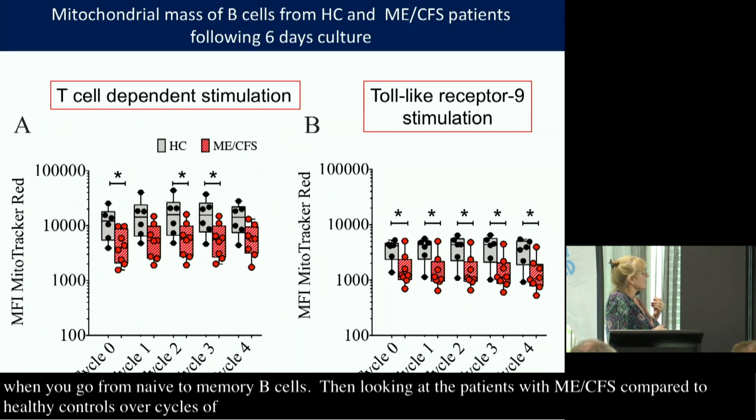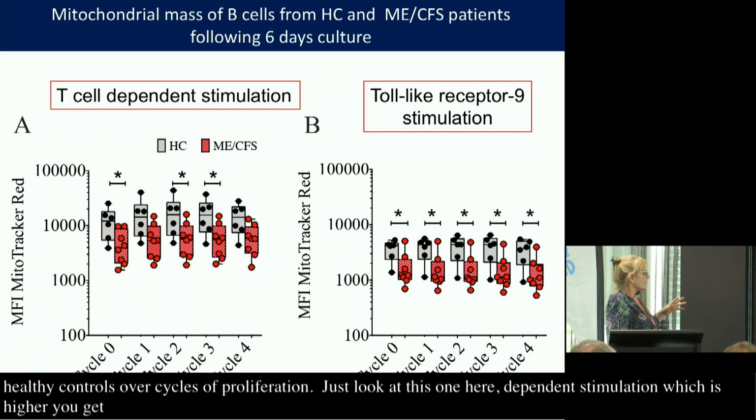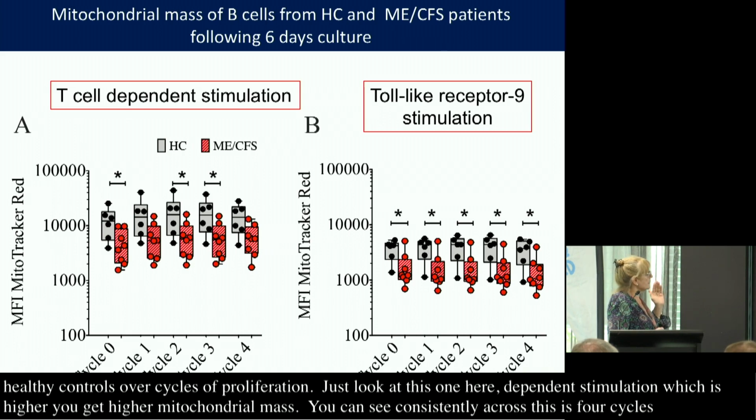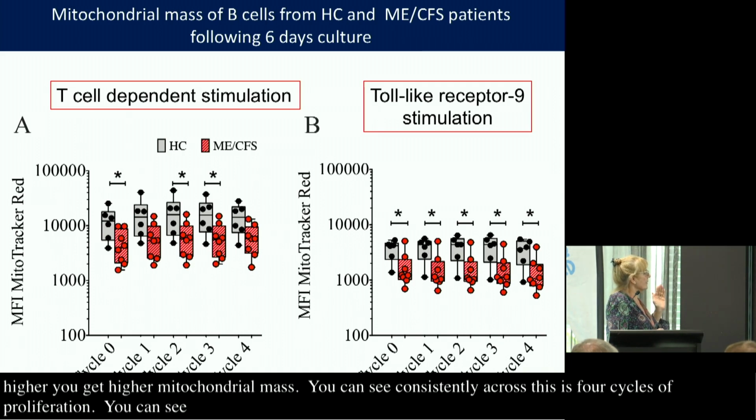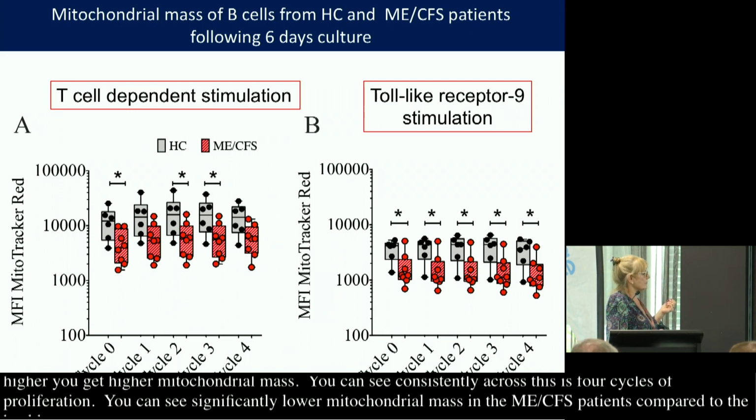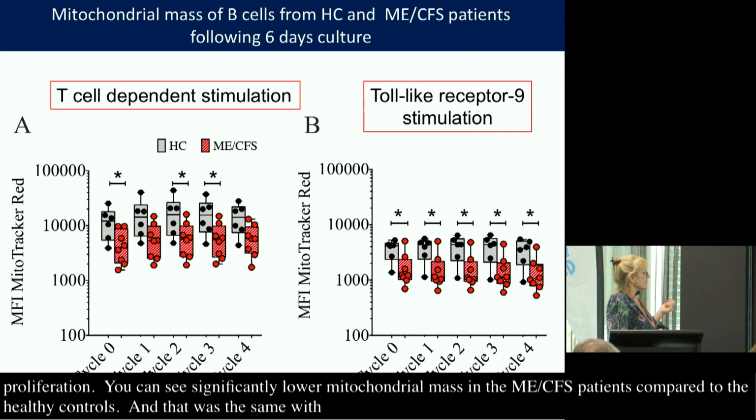Now, if you just look at this one here, T-dependent stimulation, which is higher, you get higher mitochondrial mass than T-independent. And you can see consistently across, this is 4 cycles of proliferation, you can see significantly lower mitochondrial mass in the ME/CFS patients compared to the healthy controls. And that was the same with T-independent stimulation as well. So this was highly significant and reproducible.